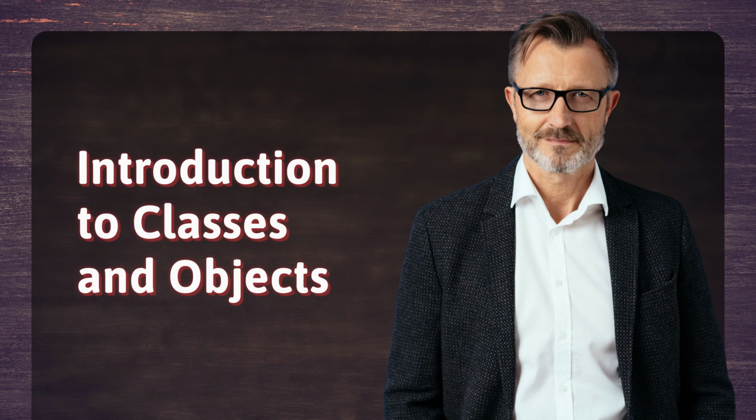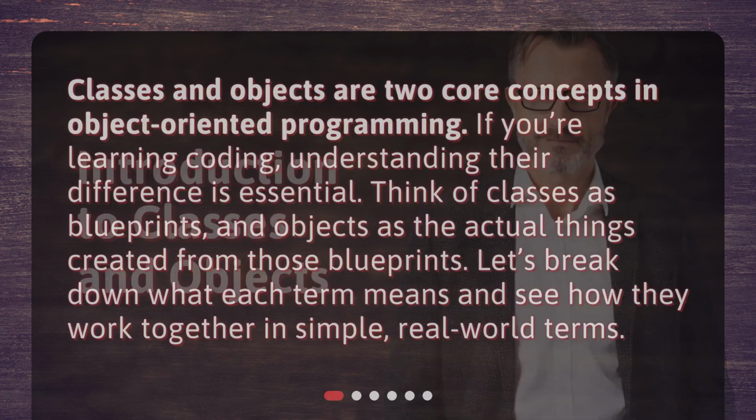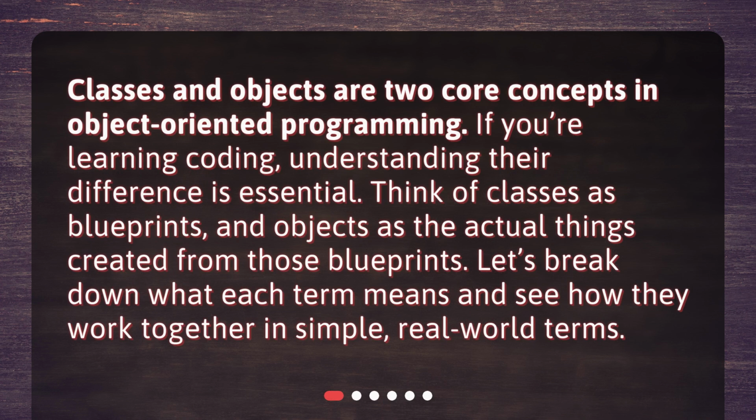Introduction to Classes and Objects. Classes and objects are two core concepts in object-oriented programming. If you're learning coding, understanding their difference is essential. Think of classes as blueprints and objects as the actual things created from those blueprints. Let's break down what each term means and see how they work together in simple, real-world terms.